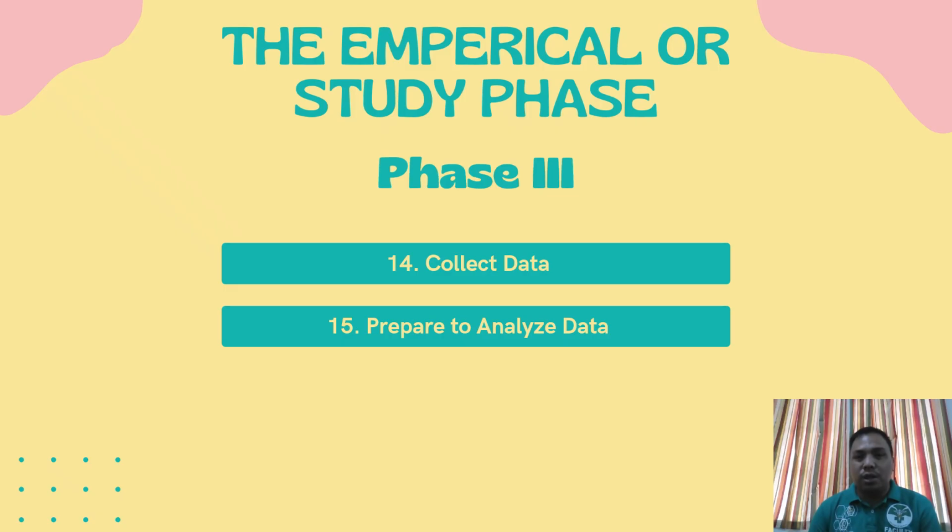So it is important to ensure that the data are collected systematically and consistently to maintain accuracy and reliability. Once the data collection is complete, the researcher proceeds to prepare the data for analysis by checking for completeness, coding responses, and organizing the information into formats suitable for statistical processing. This careful preparation ensures that the data are accurate, consistent, and ready for meaningful analysis in the next phase.